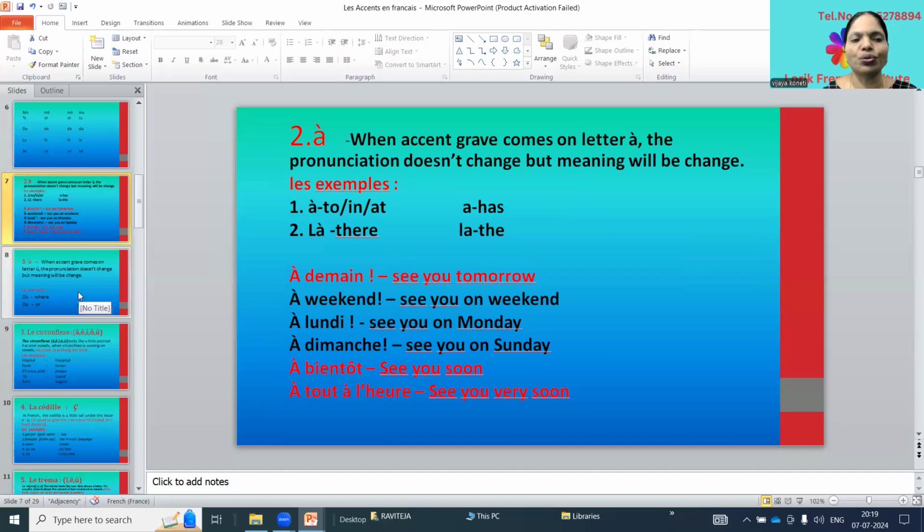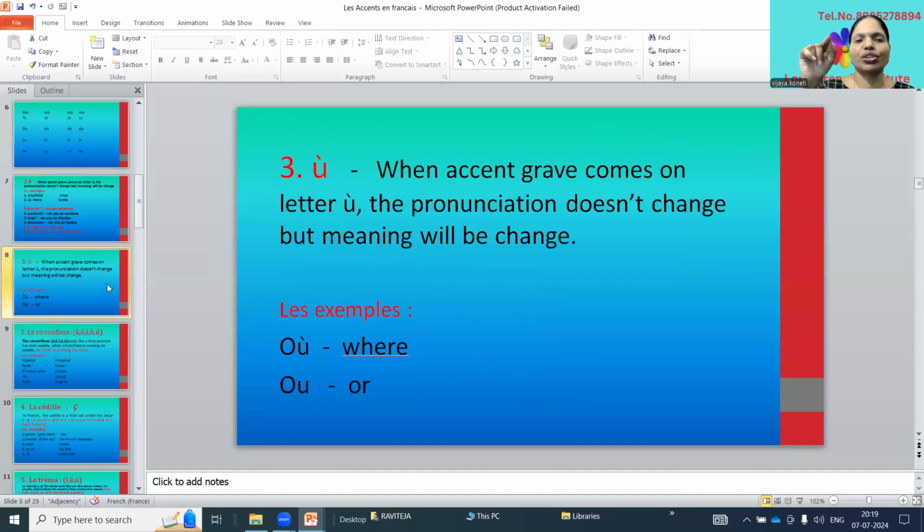And next one, où, meaning where. When l'accent grave comes on the letter U, the pronunciation doesn't change, but the meaning will be changed. So, let's see examples.